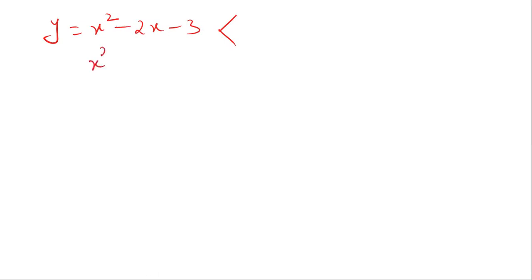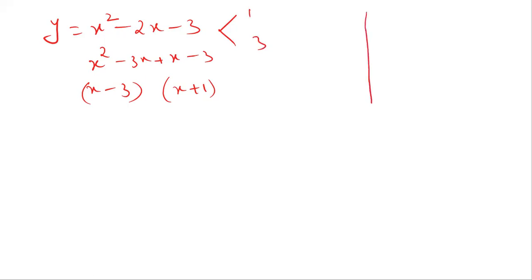If you consider x square minus 2x minus 3, that means x minus 3 and x plus 1. So the roots are 1 and 3, right? Roots are minus 1 and 3. We all know the graph of a quadratic equation. This is the graph, and this is minus 1 comma 3.